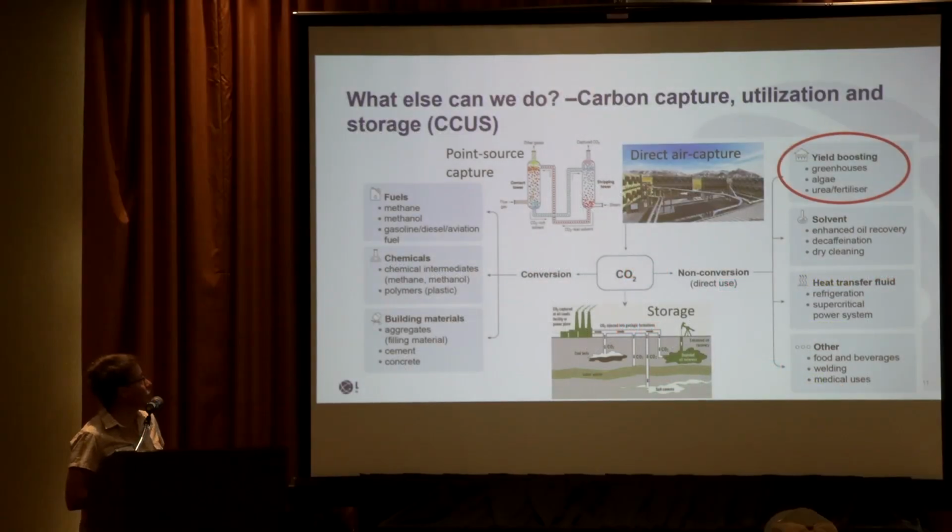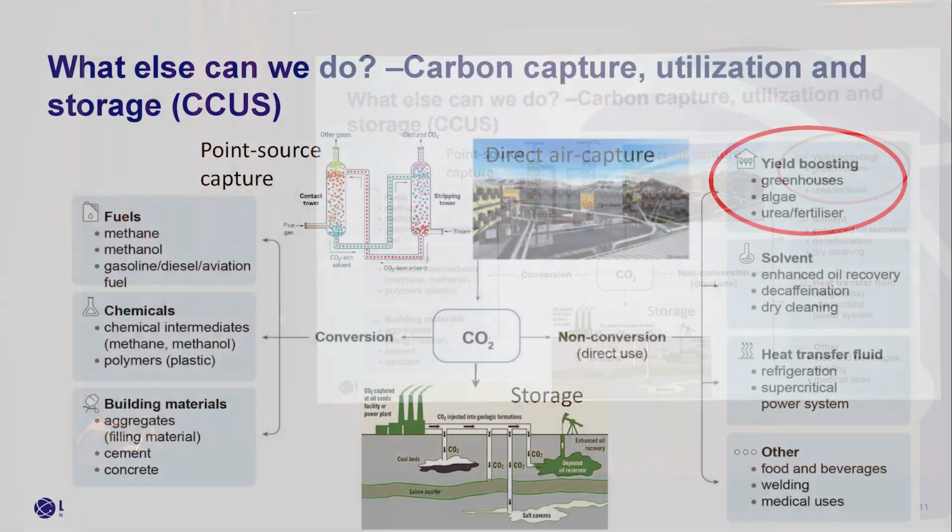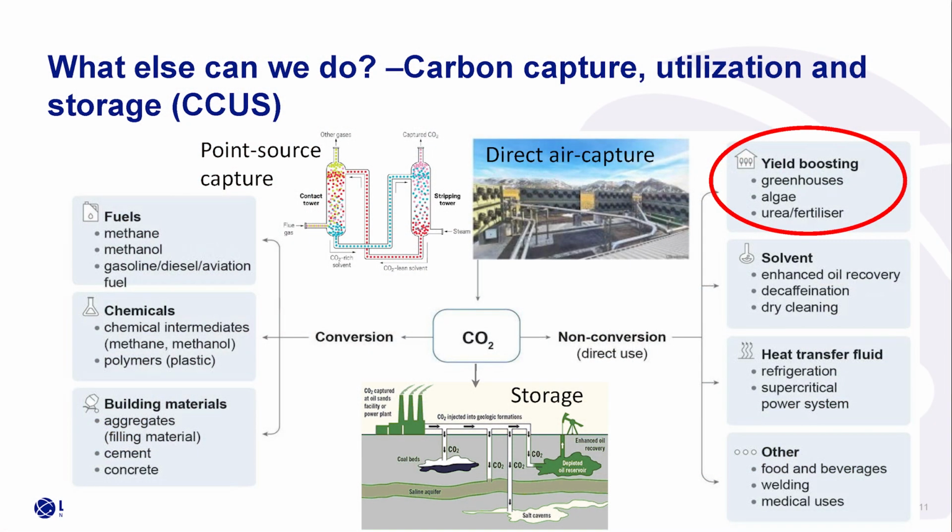So what else can we do instead of trying to reduce the emissions, because our expertise in this room is mostly not reducing emissions necessarily. There is this other acronym, CCUS, that has come up and is talked about a lot, and that is carbon capture, utilization, and storage. So the idea is that we can capture carbon from the atmosphere with different means and convert it to different things, like fuels, chemicals, building materials. We can use it for yield boosting in agriculture. We can make solvents, heat transfer fluids, and other things out of carbon dioxide. Or we can store it underground.